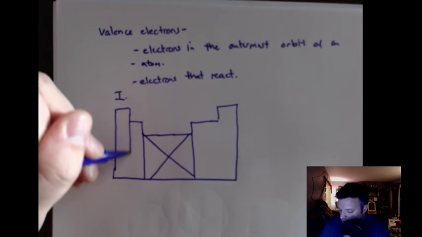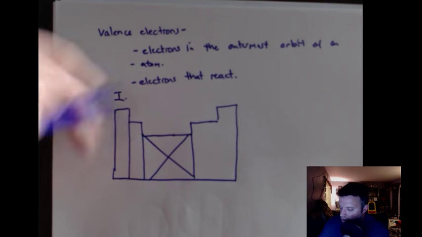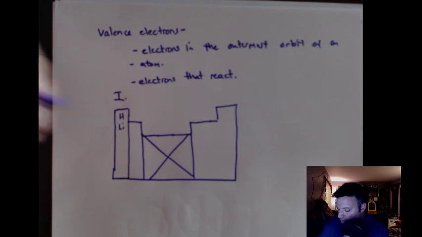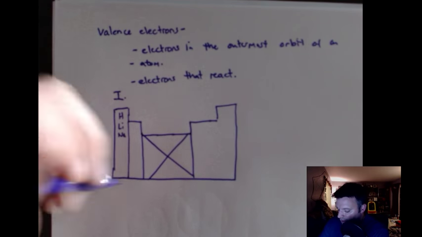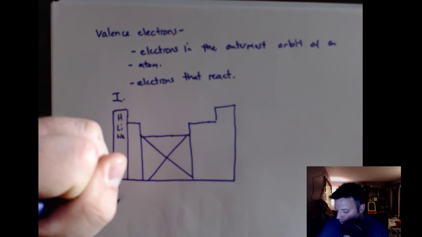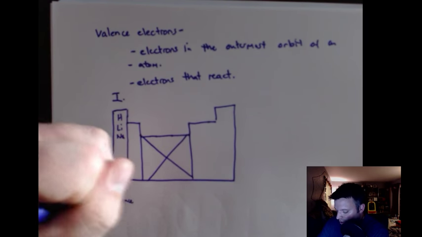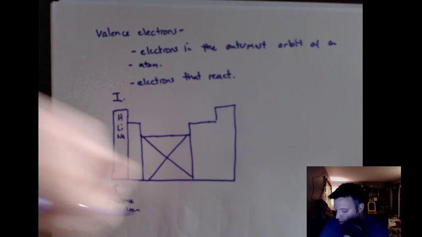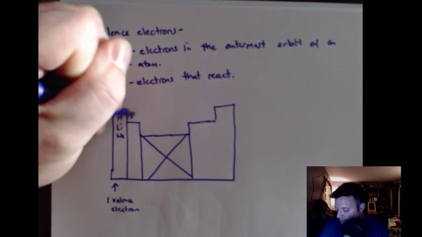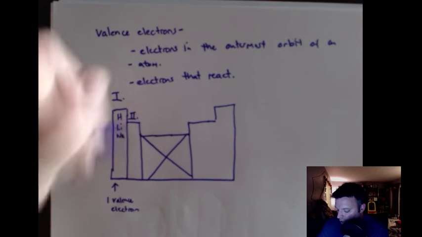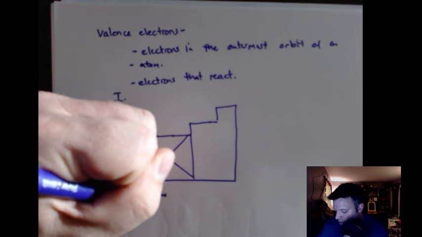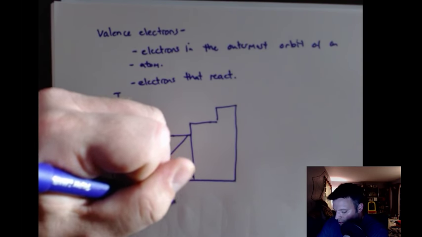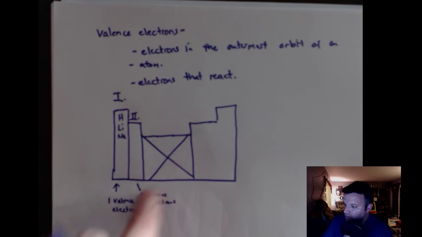So everything in the first column here, so your hydrogen, your lithium, your sodium, they all have this many valence electrons. So they have one valence electron. The second column, 2, has 2 valence electrons. Now what you're going to do is skip these transition metals.